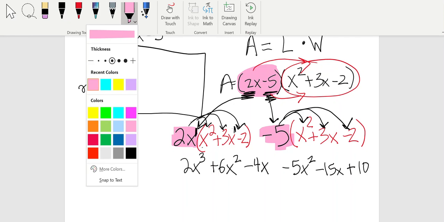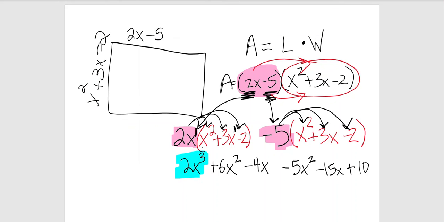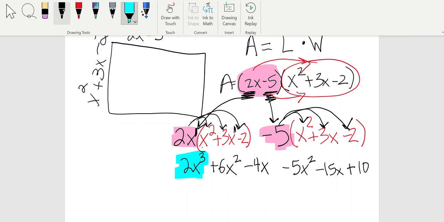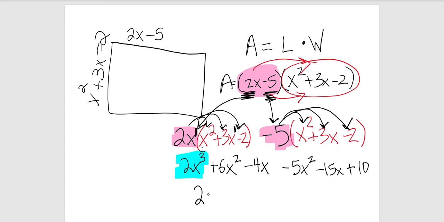Like terms have the exact same variable and exponent. So my first term here has an x with a 3 as the exponent, x to the third power. I don't see any other x to the third powers, so I know that my leading coefficient is 2, and the degree of my polynomial is 3.